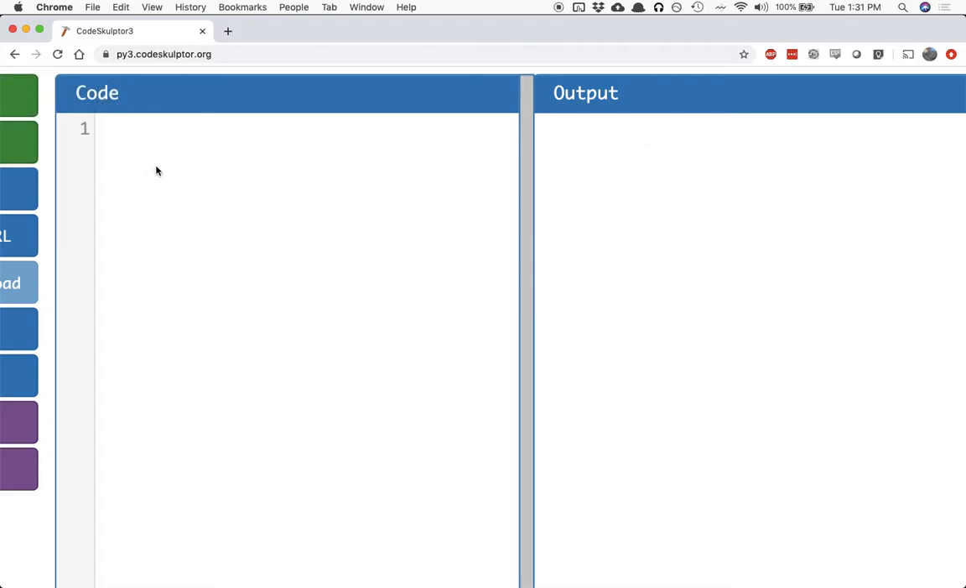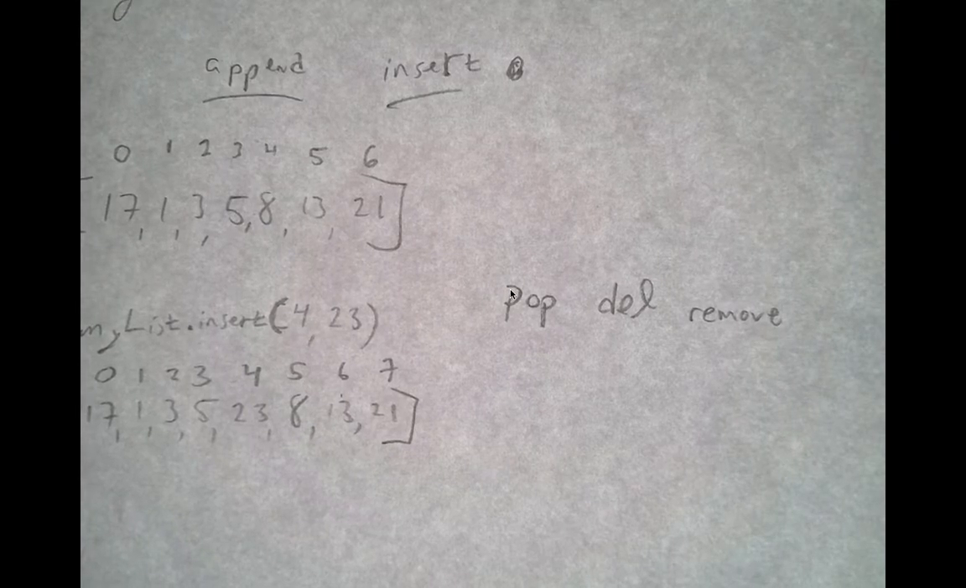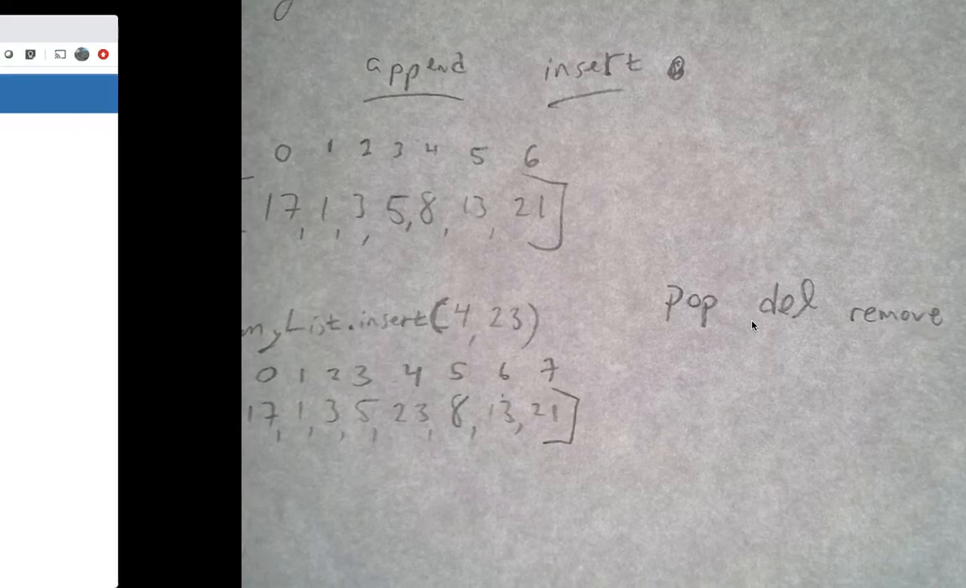Alrighty, so we're moving on to one of our last commands. There's maybe going to be one more video for commands on lists in Python. Last video we saw how to use pop and delete on a list. Now we're going to look at remove.